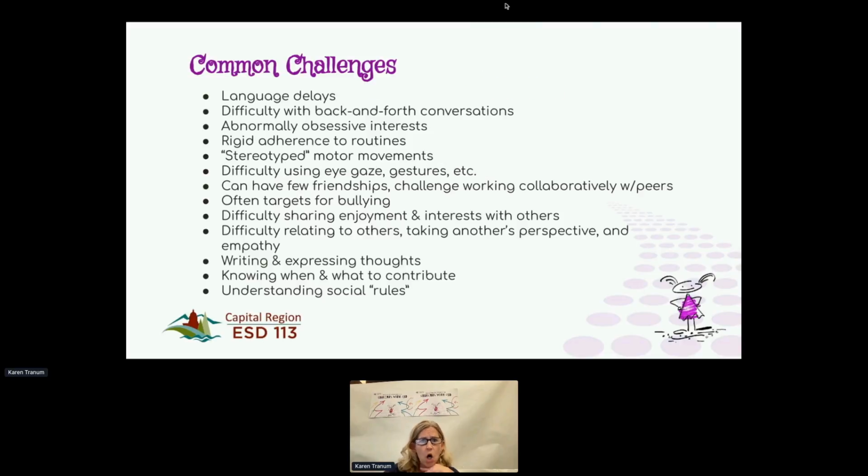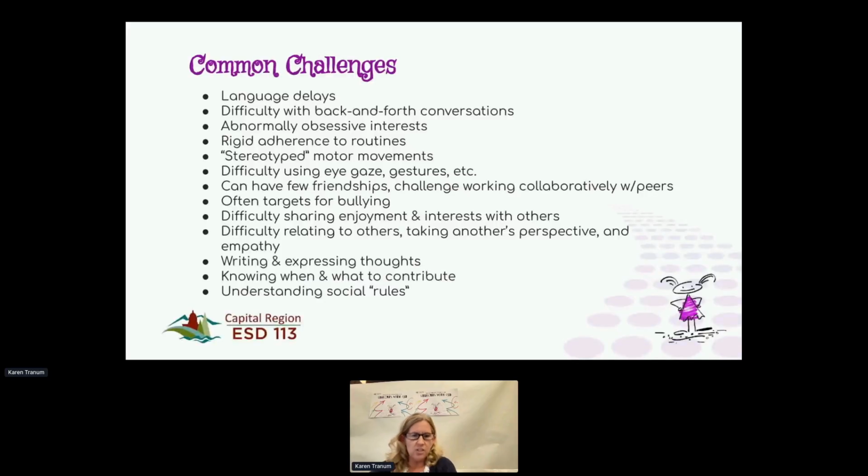Some of the common challenges are language delays, difficulty with back and forth conversation, and abnormally obsessive interest. I've seen this happen, where a kid is very hyper-focused on one thing. The word abnormally doesn't mean they're abnormal interests, but I can tell you from personal experience, quite often they do not fit in the general norm of what peers like, which can be problematic.